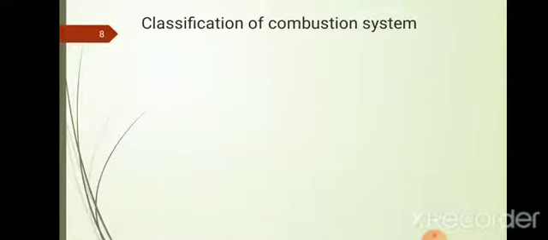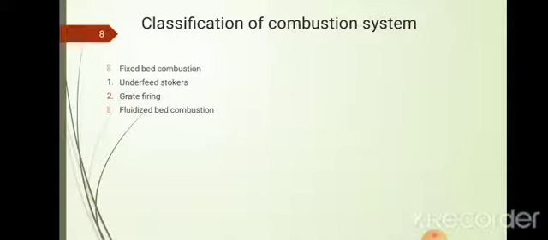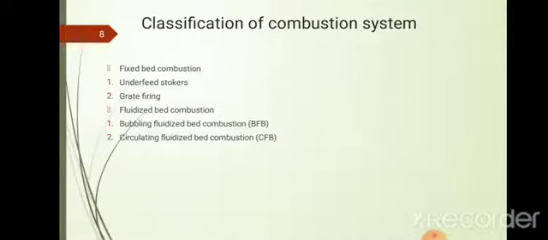Then under the classification of combustion systems, we have mainly fixed bed combustion systems and fluidized bed combustion systems. In fixed bed combustion systems we have two main classifications: one is underfeed stokers and the other is grate firing. And in fluidized bed combustion we have two classifications, that is bubbling fluidized bed, mostly known as BFB, and circulating fluidized bed, known as CFB. So these are the overall classification of combustion systems. We have fixed bed combustion, with two types, then we have fluidized bed combustion.